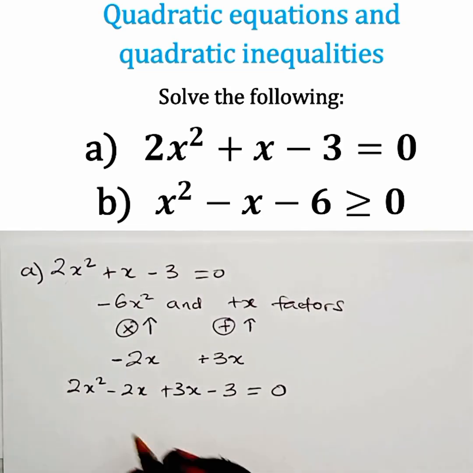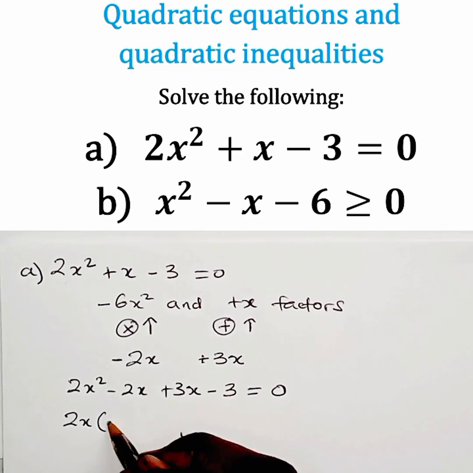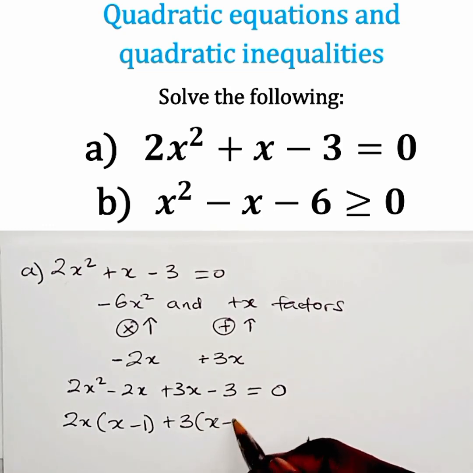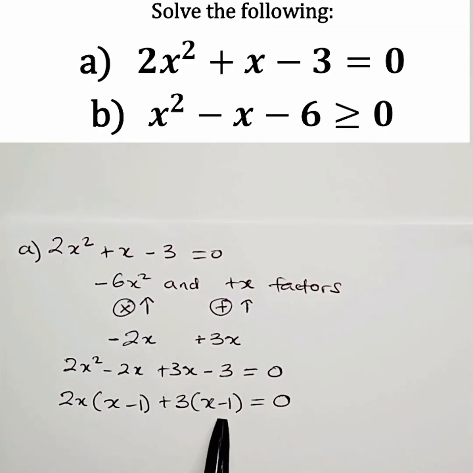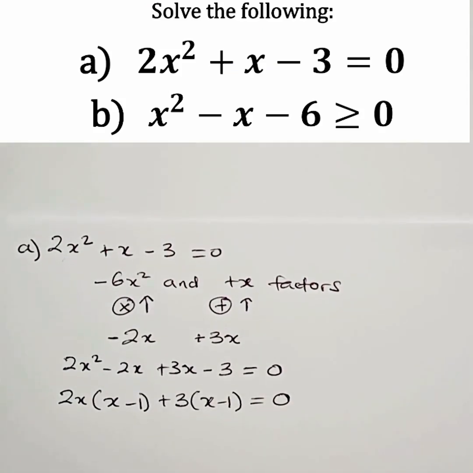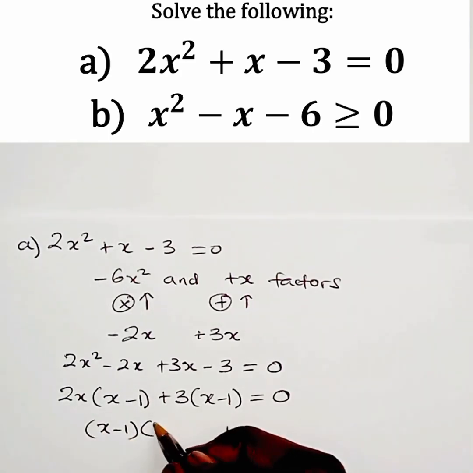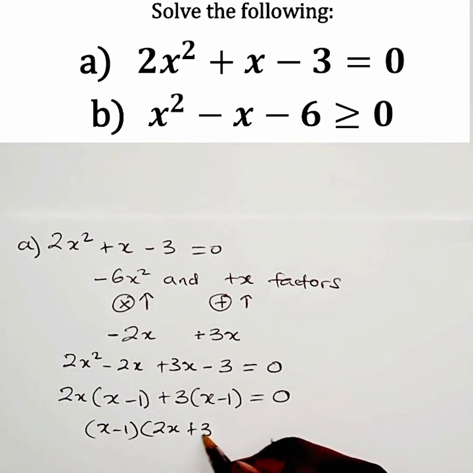So I'll take these two, I'll find a common factor, which is 2x there, then I have x minus 1, then here the common factor is 3, then x minus 1 is equal to 0. The next part, you are going to factor out x minus 1 because it is a common factor there. So you are going to have x minus 1 multiplying 2x plus 3 is equal to 0.